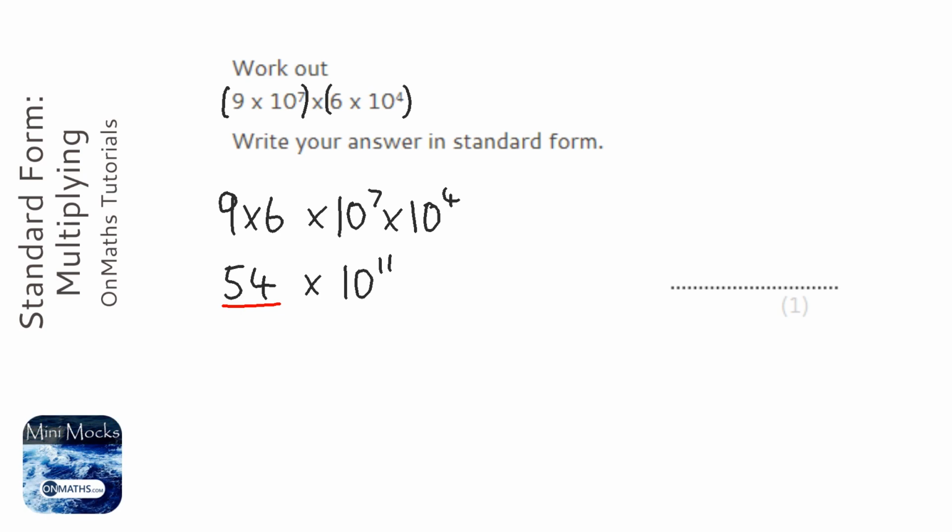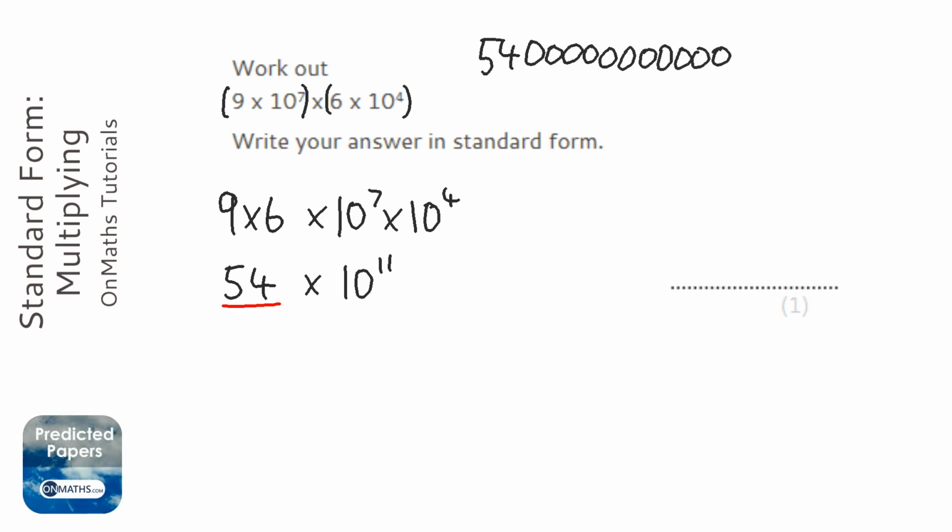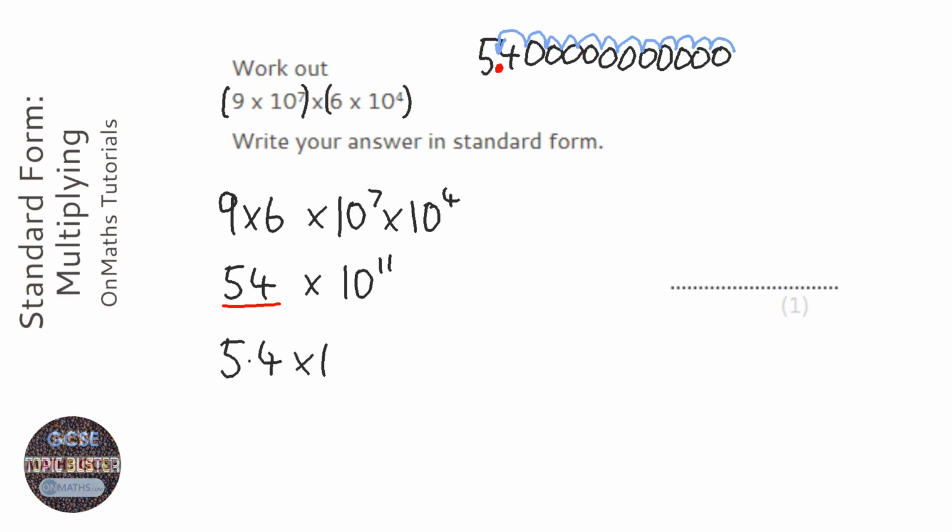So to make that standard form, what you can do is you could write out the number in full, so 54, and it's times 10 to the power of 11, so it's 11 zeros, so 1, 2, 3, 4, 5, 6, 7, 8, 9, 10, 11, and then work out where the decimal place has to be. So it has to be here to make that 5.4. So how many times do I need to jump back? Well, it's 1, 2, 3, 4, 5, 6, 7, 8, 9, 10, 11, 12. So it's going to be 5.4 times 10 to the power of 12.